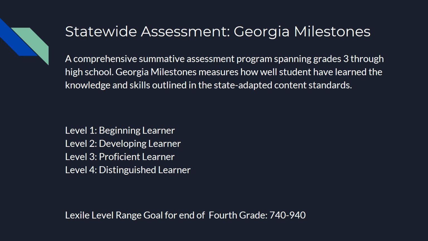Attached to your 4th grader's recent progress report, you would have found their individual Georgia Milestone scores from last school year. Please be sure to view your child's Milestone scores from last year closely. On the Milestones report, a Lexile score was also given. At the end of 4th grade, our hope is for all students to score between 740 and 940.